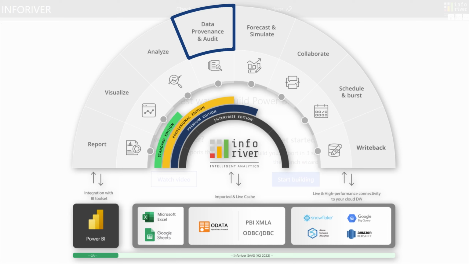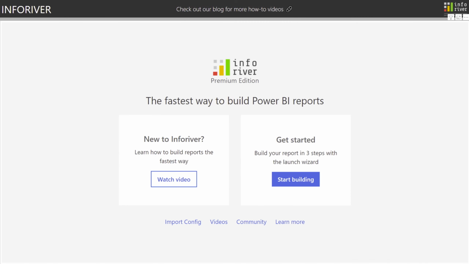Inforiver also allows notes to be placed in many locations, including cell, row, and column headers, which is much more granular than Power BI. We're going to start by looking at Audit, and to get a thorough understanding of its features, we're going to start with a blank Inforiver visual.